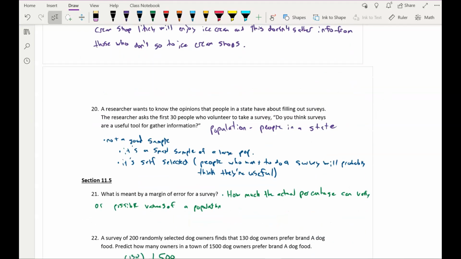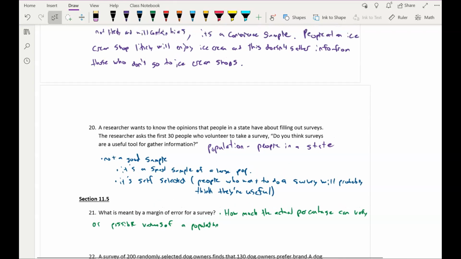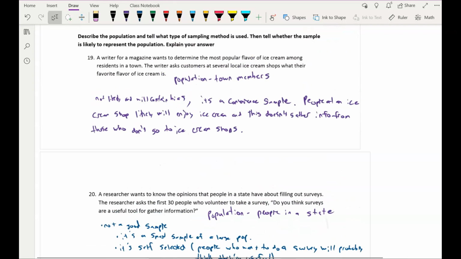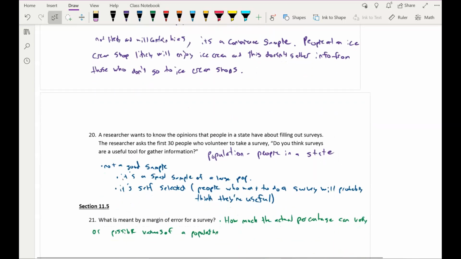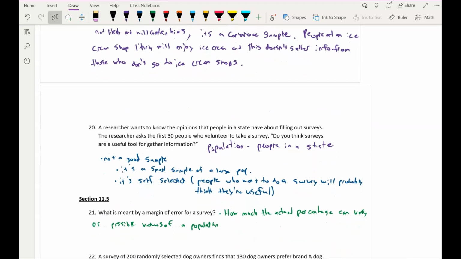So, number 20, a researcher wants to know the opinions that people in a state have about filling out surveys. The researcher asks the first 30 people who volunteer to take a survey, do you think surveys are a useful tool to gather information? So what we want to do here is tell what the type of population is, and then tell whether the sample is likely to represent the population. So the population is the people in a state, right? If that's what the researcher wants to know, then the people in the state would be the population.